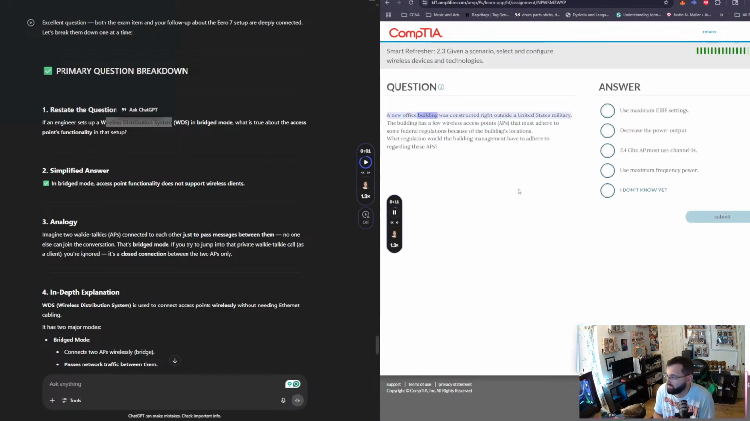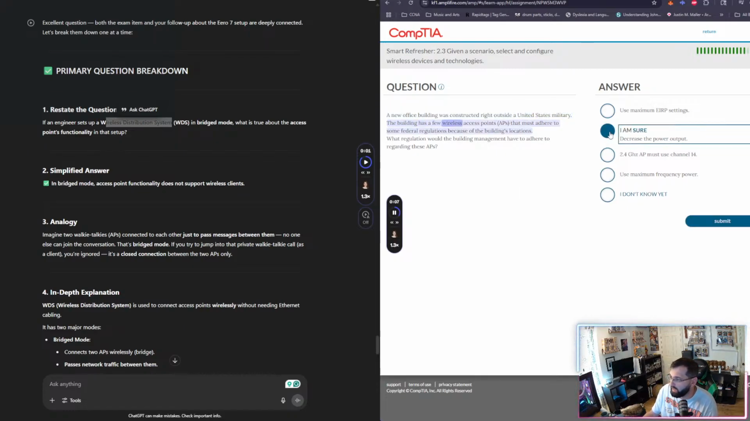A new office building was constructed right outside a United States military base. The building has a few wireless access points, APs, that must adhere to some federal regulations because of the building's location. What regulation would the building management have to adhere to regarding this? You can't even have Wi-Fi or internet, period.